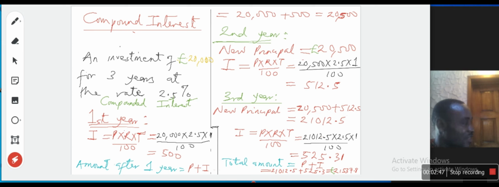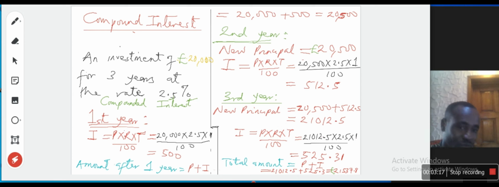Are you getting the gist? This is why the new principal is 20,500, which of course was what you had at the end of the first year, plus this new interest. So your new principal is 20,500 plus 512.5. Now, if you are continuing in this third year, that's what you will use to calculate your interest. So principal times rate times time over 100 will now be this 21012.5 times 2.5 times 1.